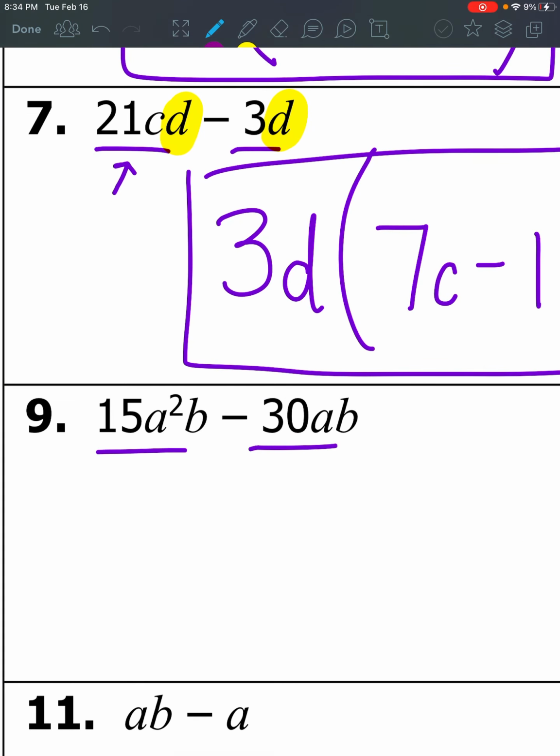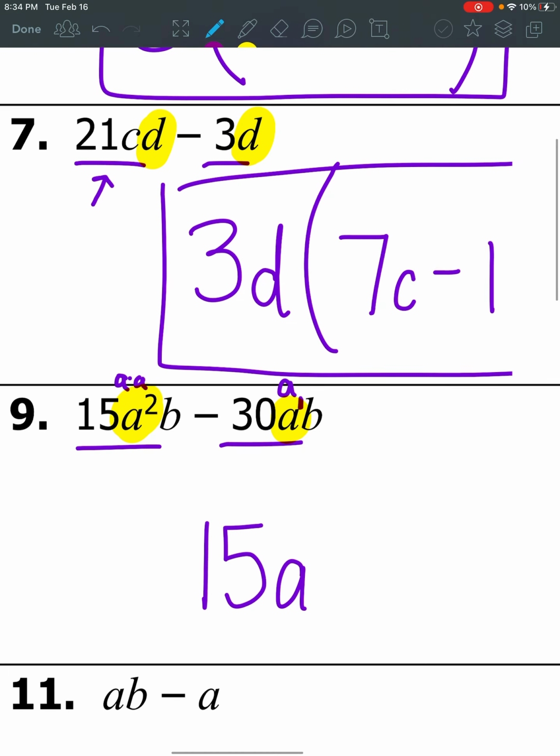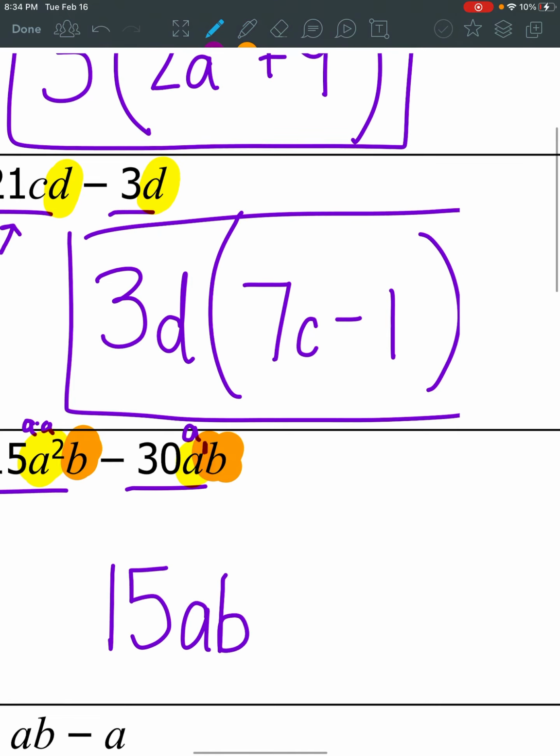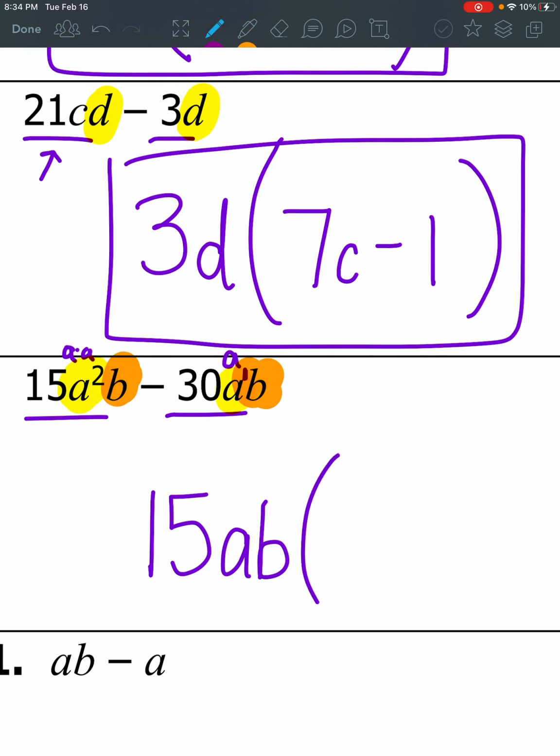Next one, 15 and 30, our GCF is 15. We have several variables in common here. We have a squared and a. So remember on the front side it said if they have the variables in common, we take the smallest power. So the smallest power would be a. The second term only has one a. The first term has two a's, but it has to be the greatest common factor, so there's only one common a. Then the second variable, b, we have a b and a b, so the GCF also includes the b. So 15ab is our greatest common factor.